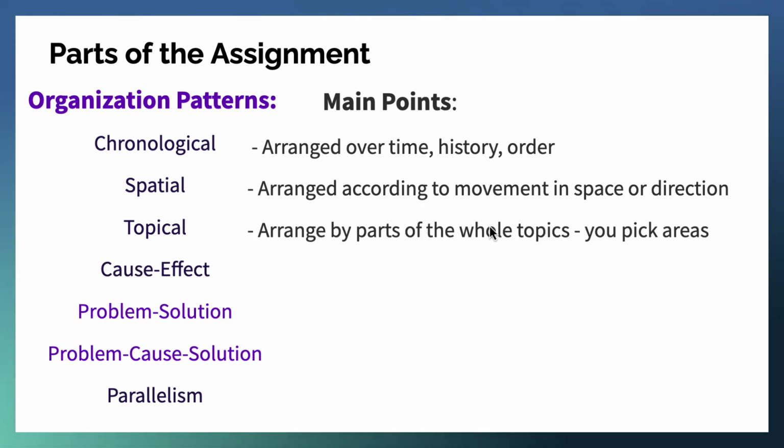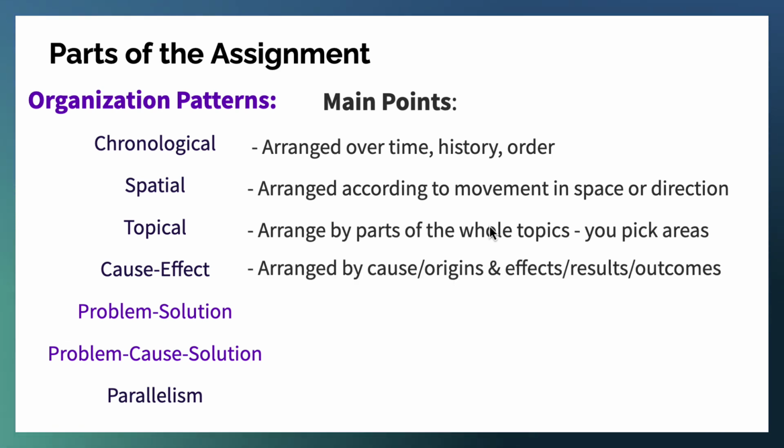Topical is arranging by parts of the whole. This is probably the most common type. This is a situation where you pick the areas or sub-areas within your topic. So I might say, let's look at the history of vaccines, the effectiveness of vaccines, and something else. But in that history point, which is topical overall, you might be doing something kind of chronological as you talk about that. So cause and effect is arranging things by the causes or origins of something, and then the outcome or effects or the results of those causes.